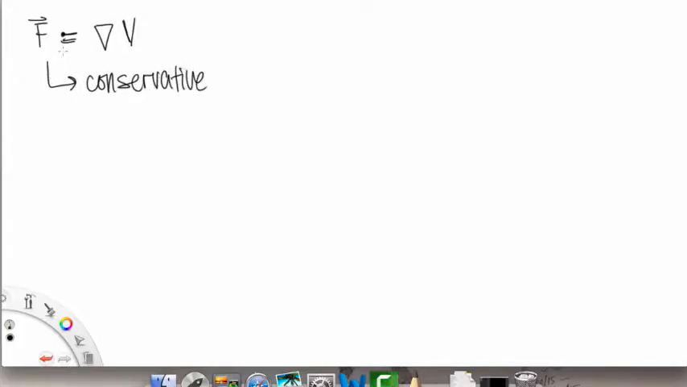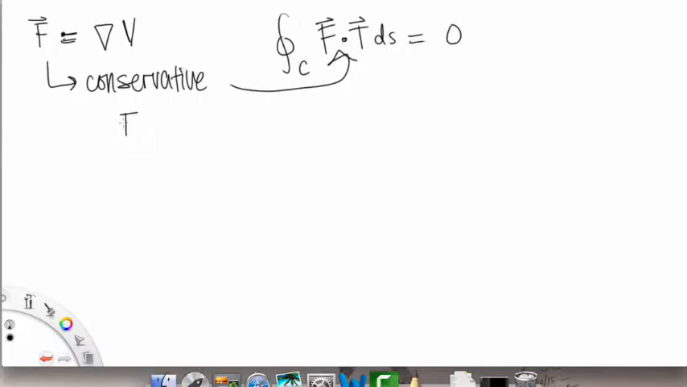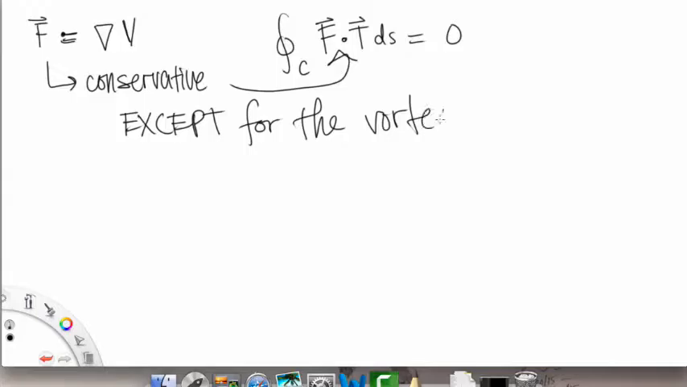So what we've learned is that when you have a conservative vector field, the circulation, or the line integral around a closed curve C, is always going to be 0. So this is our line integral all the way around C, and it equals 0 with a conservative vector field. Except, and this is a big except, for the special case, which is the vortex vector field. And we learned about that previously. Alright, so this is what we know so far, and this is for a conservative vector field.